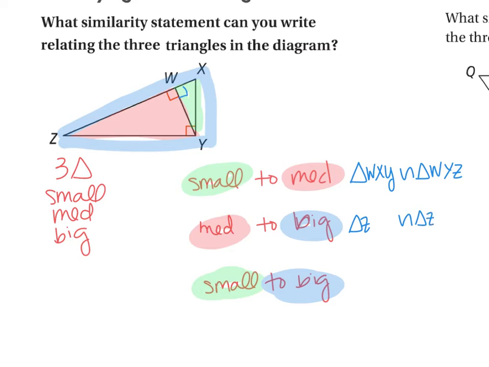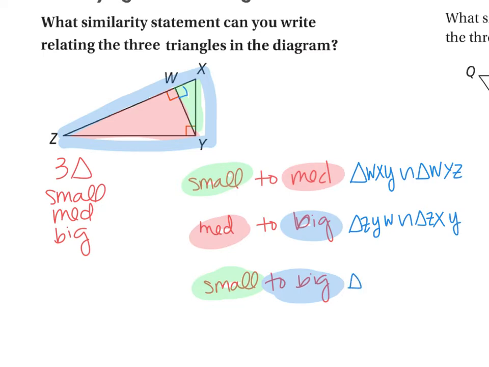Okay, then let's do the fat angle on the medium. The fat angle on the medium size is Y, and the fat angle on the big triangle is X. I was having trouble seeing it. Okay, so the fat angle is X. All right, and then last is the right angle. So the right angle on the medium is W, and then on the big one, that would be Y.